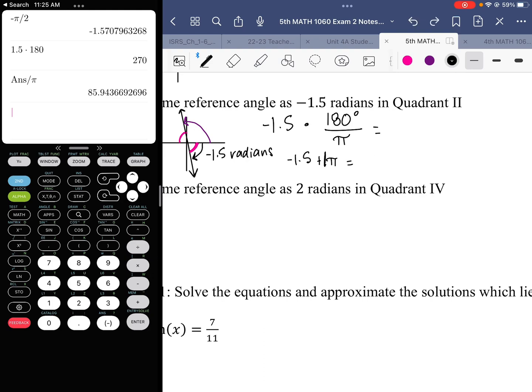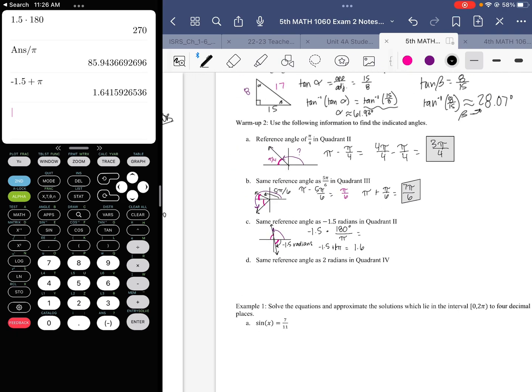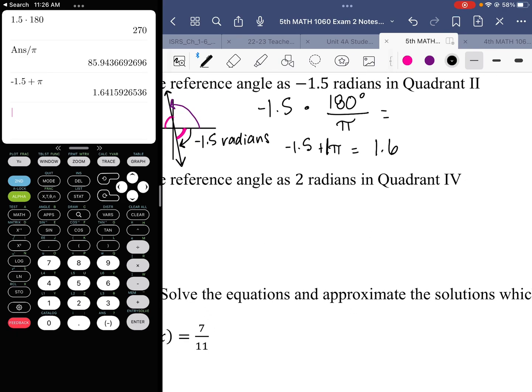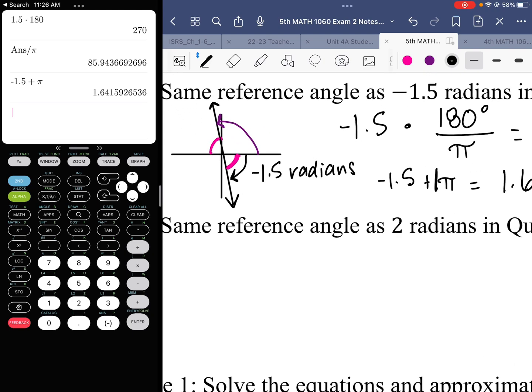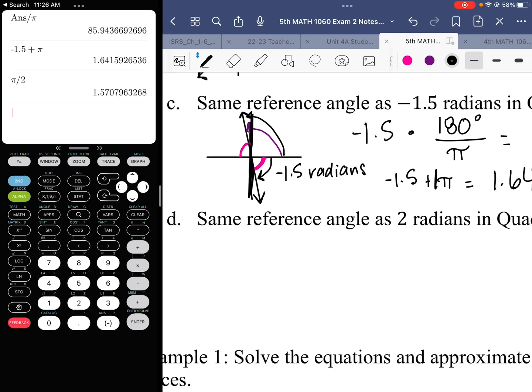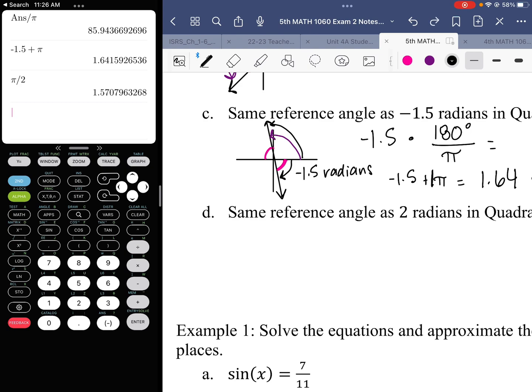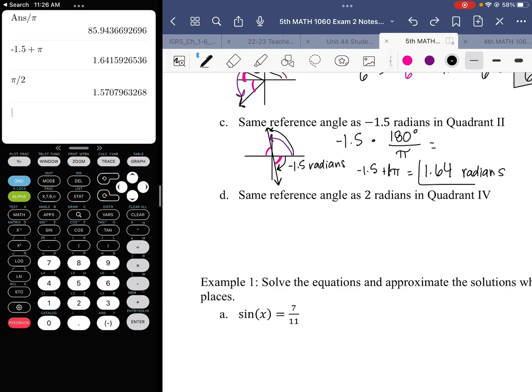I don't like that explaining. So let's just go ahead and do it this way. So negative 1.5 plus pi is about 1.6. Let's see, does it say? Rounded to 2 decimal places, so 1.64 radians. Okay, so 1.64 radians is going to be right here. And that makes sense. If you think about it, pi over 2 is right here, so that's 1.57. So 1.64 is just a tiny bit past it, right? 1.64 radians.